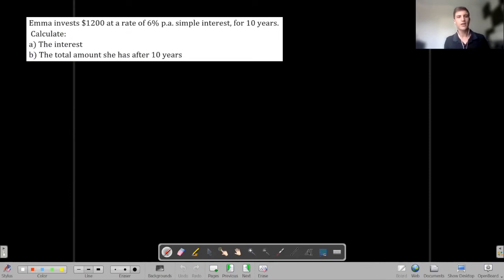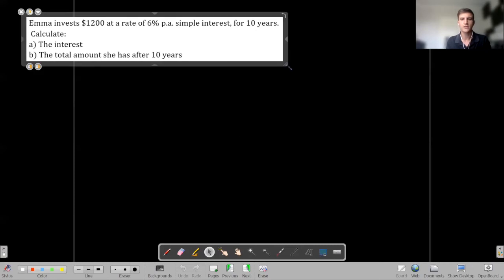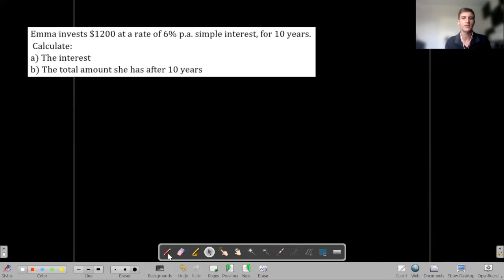Next question. Emma invests $1,200 at a rate of 6% per annum, simple interest. This is something that you'll definitely see. If you don't know what this abbreviation is for, that is just for per annum. And that just means that it's calculated per year. And they tell us that it's simple interest and it's for 10 years. So calculate the interest.